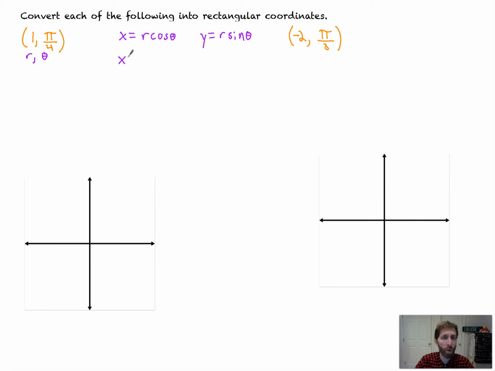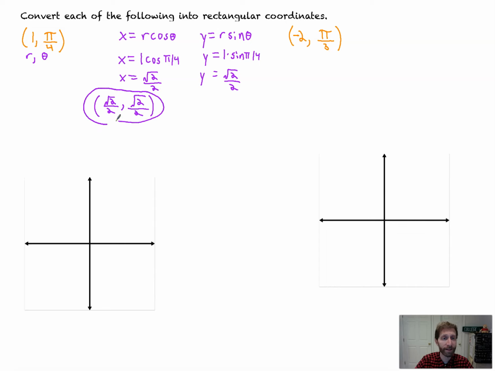So here the x coordinate is going to be equal to r, which is 1, cosine of pi over 4, which is equal to 1 times root 2 over 2. So that's root 2 over 2. So that's my x value. Y is going to be equal to 1 times sine of pi over 4. And that's going to be equal to 1 times root 2 over 2, which is root 2 over 2. Therefore, this converts to root 2 over 2 comma root 2 over 2. It's not bad, just plugging and chugging.